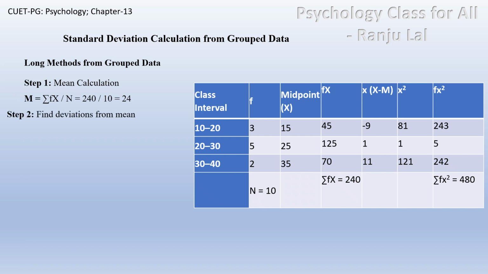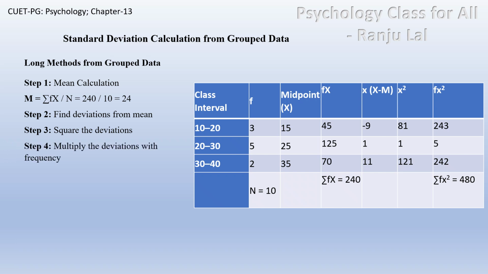Step 2 is find deviations from the mean. Step 3 is square the deviations. Step 4 is multiply the squared deviation with its frequency. Step 5 is calculation of standard deviation as per the given formula, and the result is 6.98.